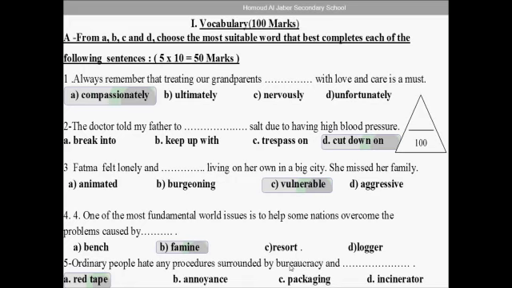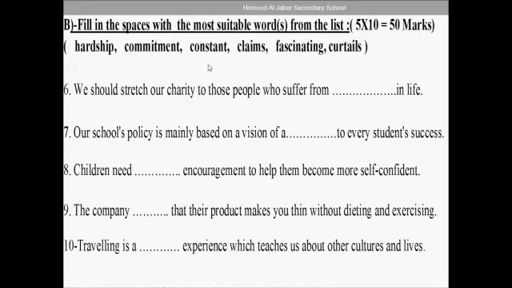You need to be careful when you choose the correct answer, because each question has 10 marks, and the total mark of this question is 50 marks. Now let's move to the second part of the vocabulary. We have fill in the spaces. The heading of the question is fill in the spaces with the most suitable words from the list. You have 6 words. What you are after here is to choose the correct answer and to fill the gaps with the most suitable words from the list above.